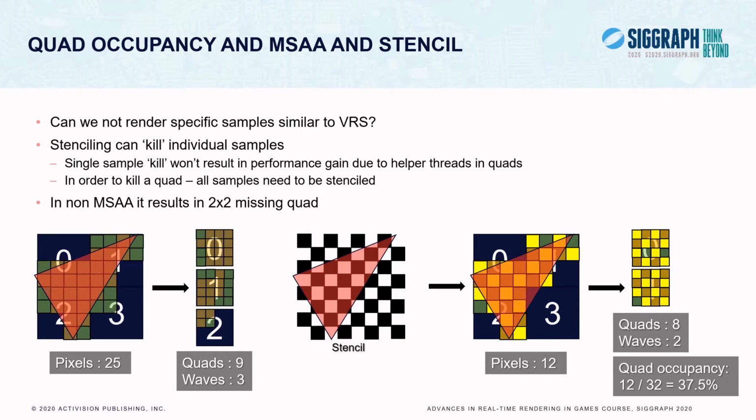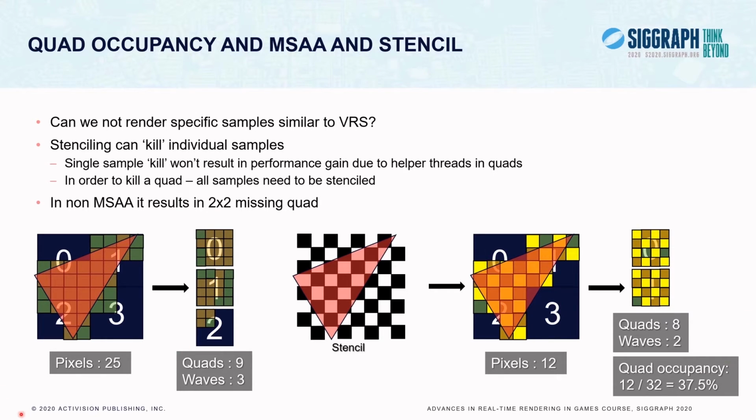So another question we like to ask is, how could we actually kill certain samples and still get a performance benefit? Stenciling is a hardware feature that allows us to kill individual samples. However, a single sample kill won't result in any performance gain due to helper threads in a quad. So in order to kill a quad, we actually need to stencil out all the samples. In non-MSAA rendering, this would result in a 2x2 missing quad.